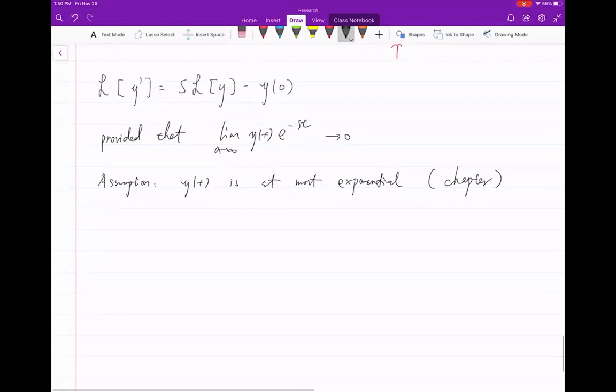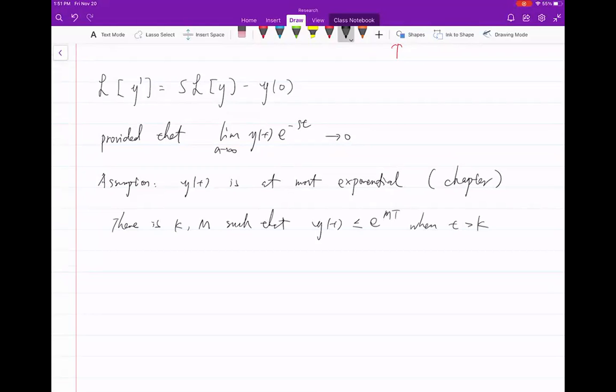Of course, we need a careful definition. What do you mean by this? That means there is K, M such that |y(t)| is less than or equal to e to the Mt, when t is bigger than K. This should be a small t.